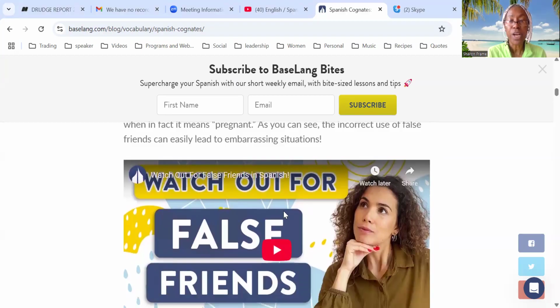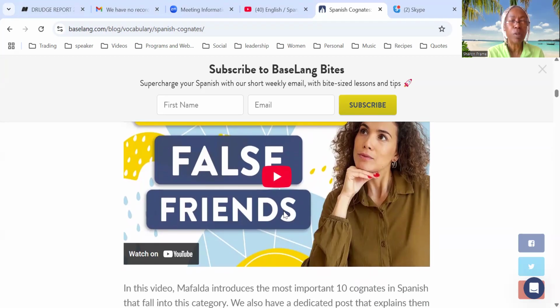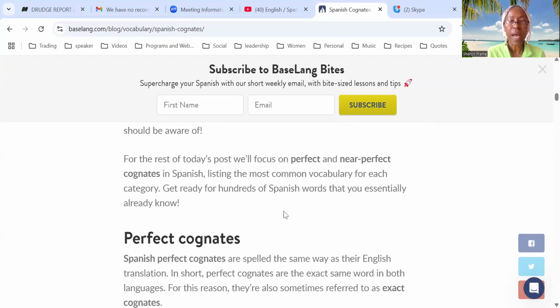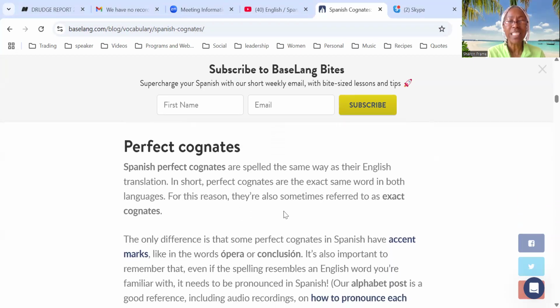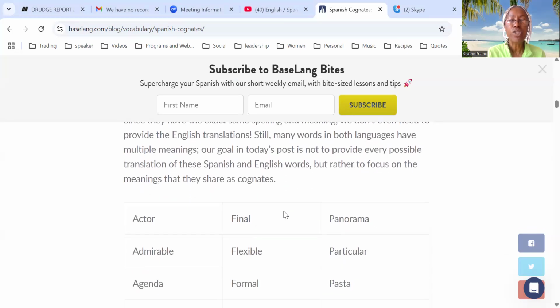Gives you another video on false cognates, which is what I really want you to understand, because we had less time to deal with the false cognates. And I know that this is important for me to make sure you understand false cognates. Okay, so here are the perfect cognates. Again, it tells you about the perfect cognates. And then it gives you a list.